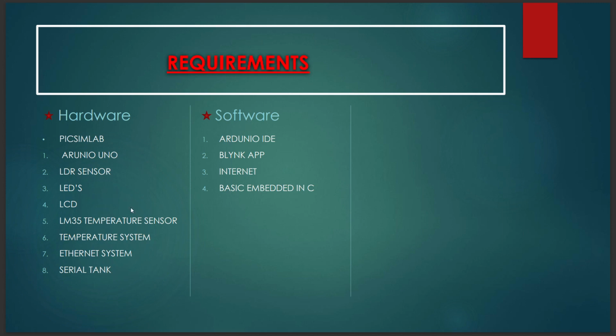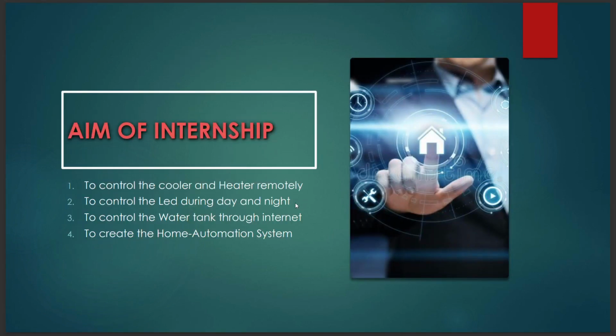These are all the spare parts of an Arduino Uno board. And regarding software, we should have Arduino IDE, Blink app, Ethernet, and we must have knowledge of embedded C to code the project. So mainly the aim of the internship is to control the cooler and heater remotely. Remotely means we have to control the heater and cooler using the Blink app, and next to control the LED during day and night, like the garden lights we all have at home.